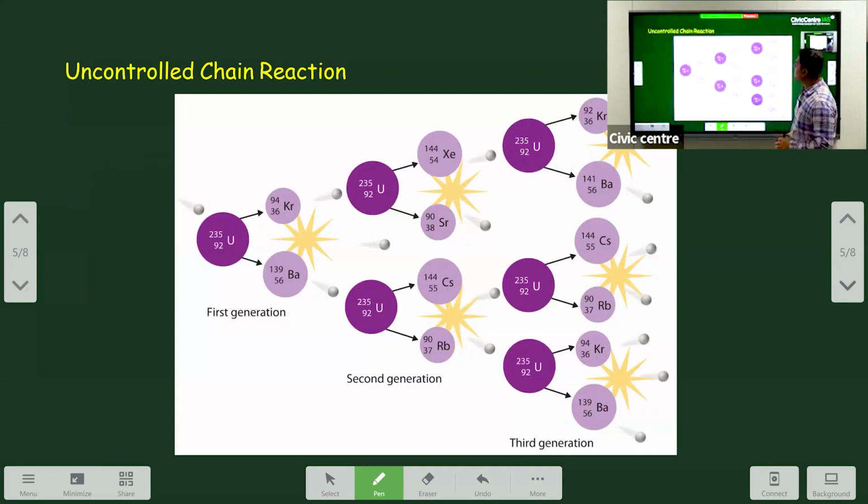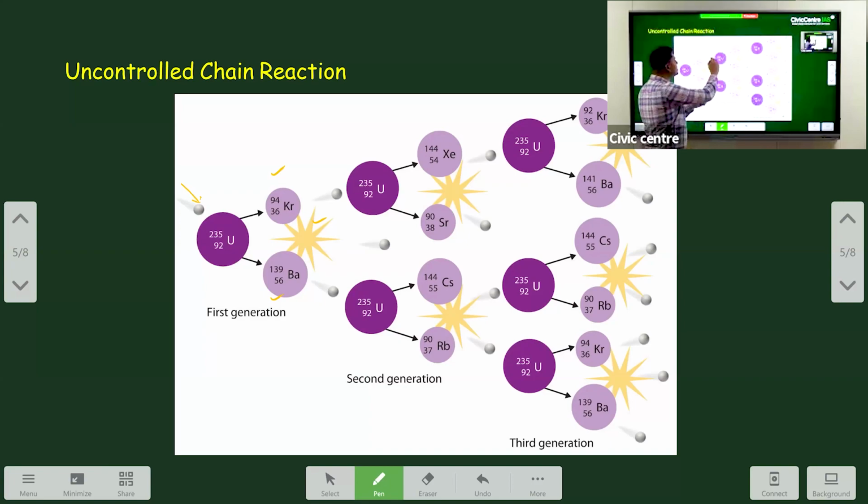Now, moving forward, this is what happens in an uncontrolled chain reaction. So we are going to have a neutron bombarded with uranium. We are going to get two extra atoms, which are krypton and barium. And along with that, we are going to get energy, and we are going to get three extra neutrons.